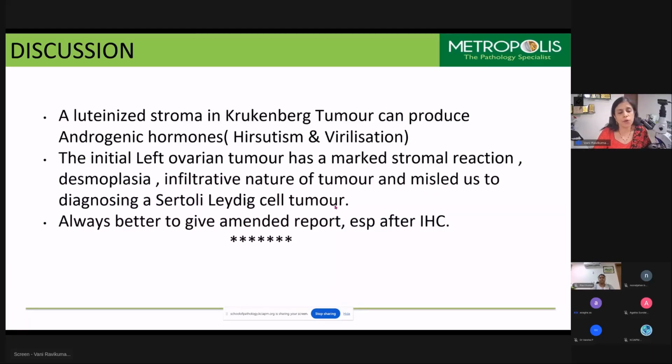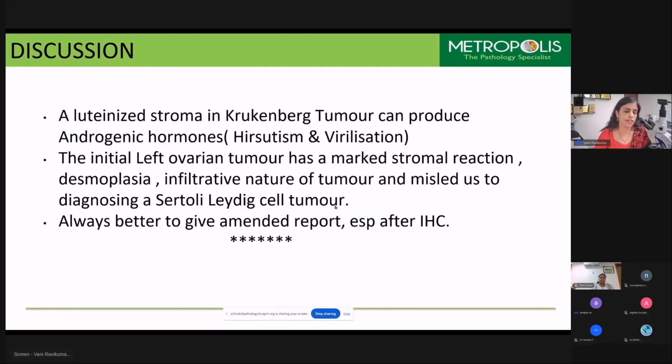The initial left ovarian tumor had a marked stromal reaction, desmoplasia, and an infiltrative pattern, and this misled us into diagnosing a Sertoli-Leydig cell tumor. We interpreted this stromal reaction to the adenocarcinoma deposits as maybe a Sertoli-Leydig cell tumor. Plus, as I told you initially, the clinician had biased us into making this diagnosis. So it is always better to give an amended report, especially after performing immunohistochemistry.